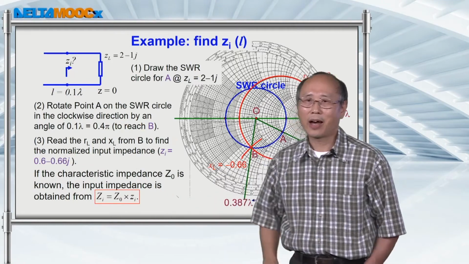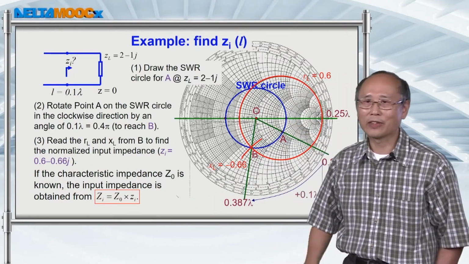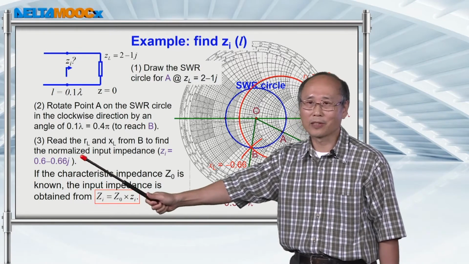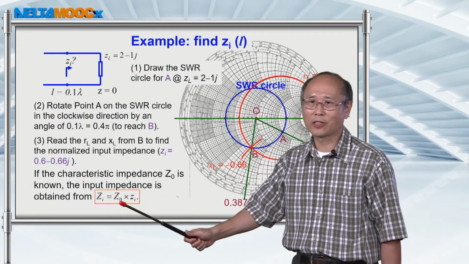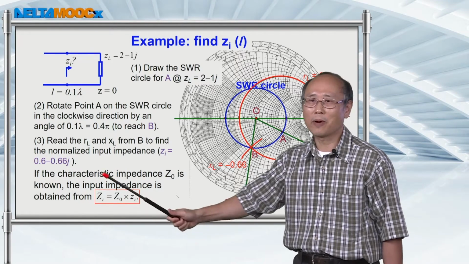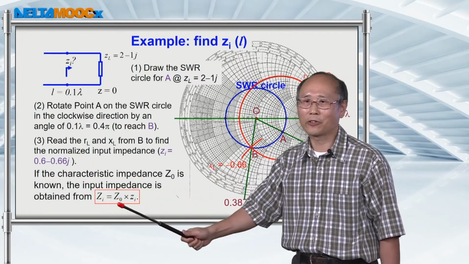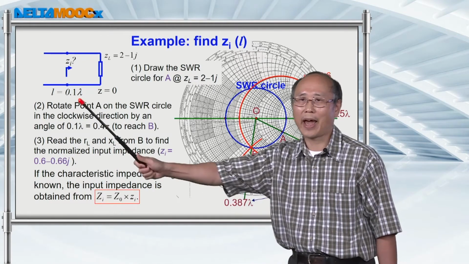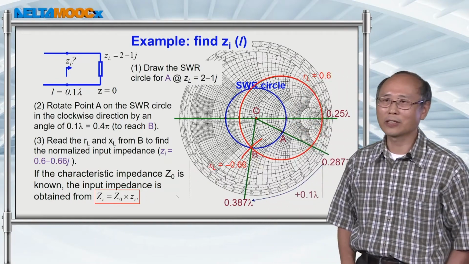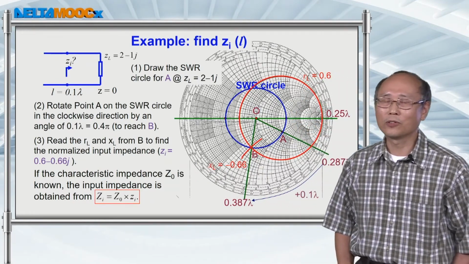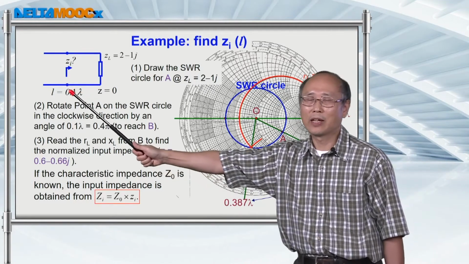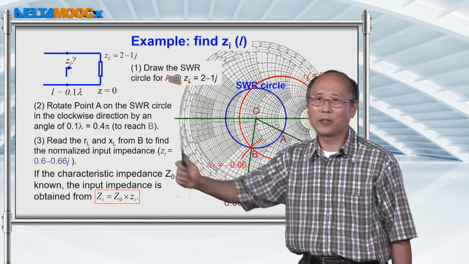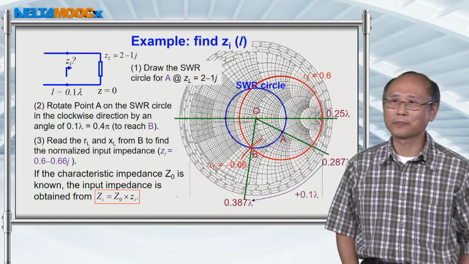In reality, you still have to convert this value back to the unnormalized input impedance. If you know the characteristic impedance of your transmission line, then you simply multiply this value with the characteristic impedance of your line, then you will have your input impedance at this location. So this is the example for you to find out the input impedance somewhere on the line subject to a known load impedance at the end of the transmission line.